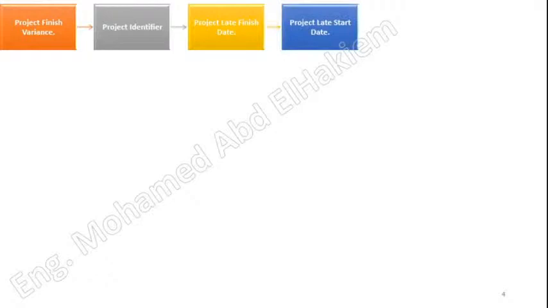Project identifier. A short unique numeric or text identification assigned to each project to differentiate a particular project from other projects in a program. Project late finish date. The latest possible point in time associated with the completion of the last schedule activity of the project. Project late start date. The latest possible point in time associated with the beginning of the first schedule activity of the project.